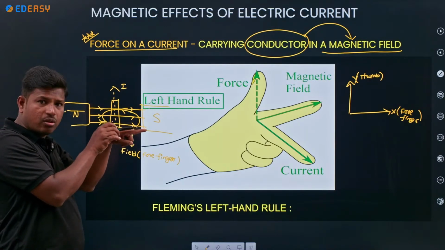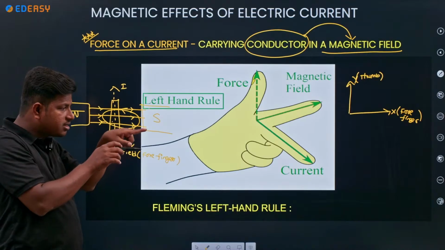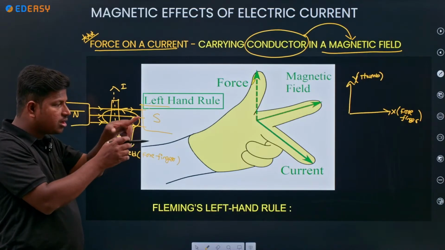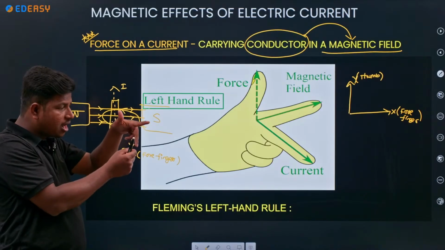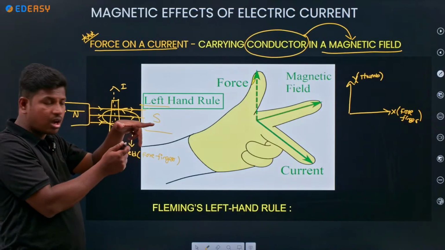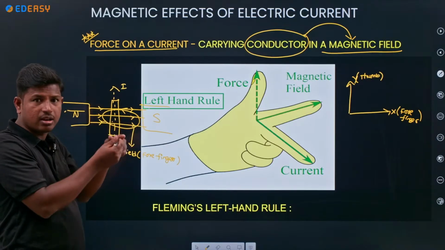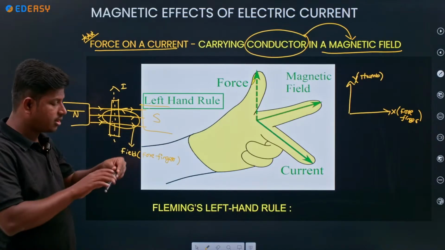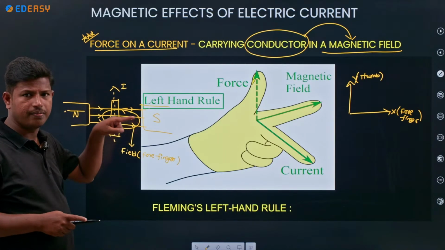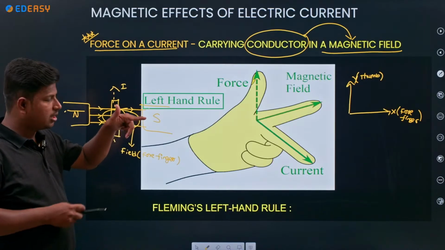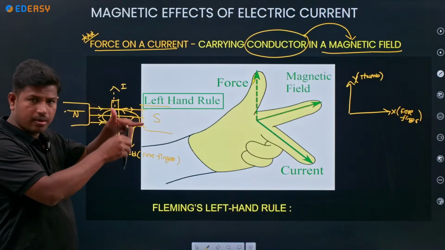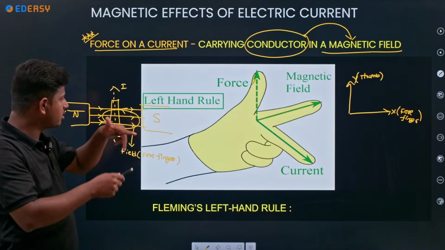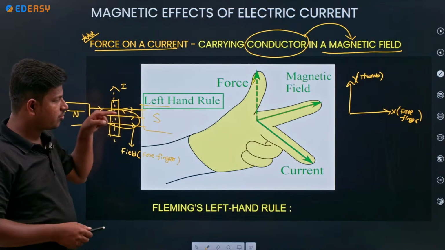For example, this is the field. Forefinger is field. If the direction of the current is downward, how will the force be? This direction, right? Towards you, right? Field, direction of current downward. The conductor is downward, field is this direction.